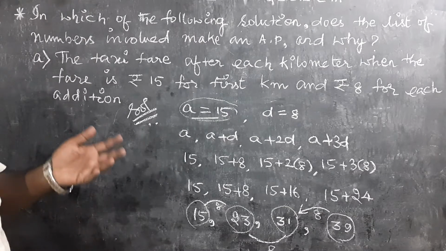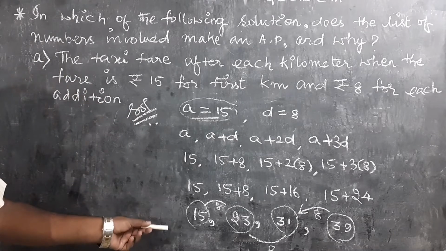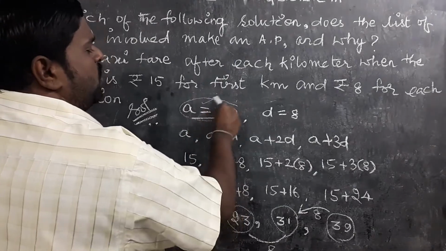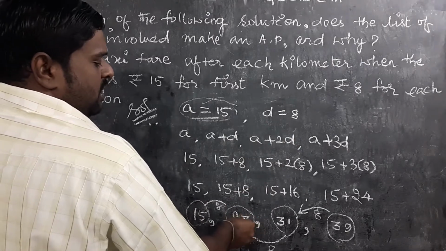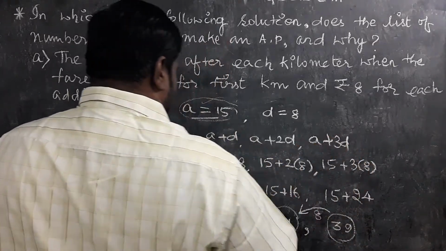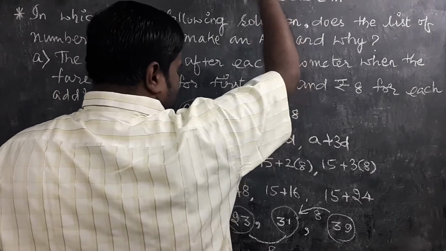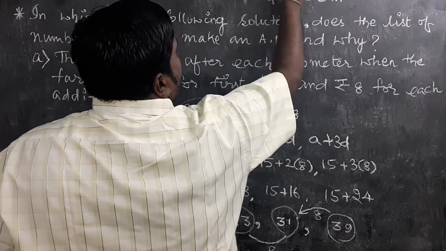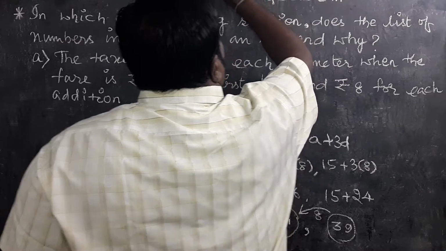See, some students are quite intelligent enough. They may not want to do it in such a way, because they are very clever. What they'll do is, the first term is known, d is known. 15 plus 8, directly they'll get 23. To 23 they'll add 8, they'll get 31. To 31 they'll add 8, they'll get 39. They know the first number is 15, and when they add, they know it is 23, then 23 plus 8 is 31, plus 8 is 39. Some students will write this answer directly.